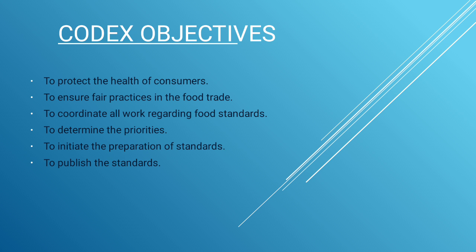We have the Codex objectives. There are 6 objectives. The first one is to protect the health of consumers and to ensure fair practices in the food trade, to coordinate all work regarding food standards, to determine the priorities, to initiate the preparation of standards, to publish the standards.